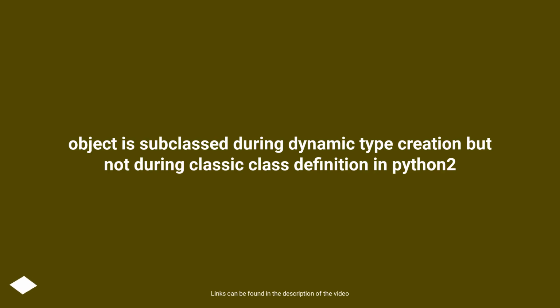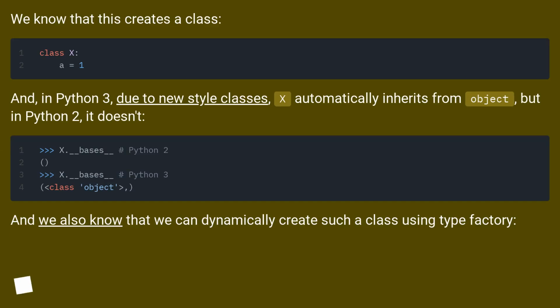Object is subclassed during dynamic type creation but not during classic class definition in Python 2. We know that this creates a class. And, in Python 3, due to new style classes, X automatically inherits from object, but in Python 2, it doesn't. And we also know that we can dynamically create such a class using the type factory.